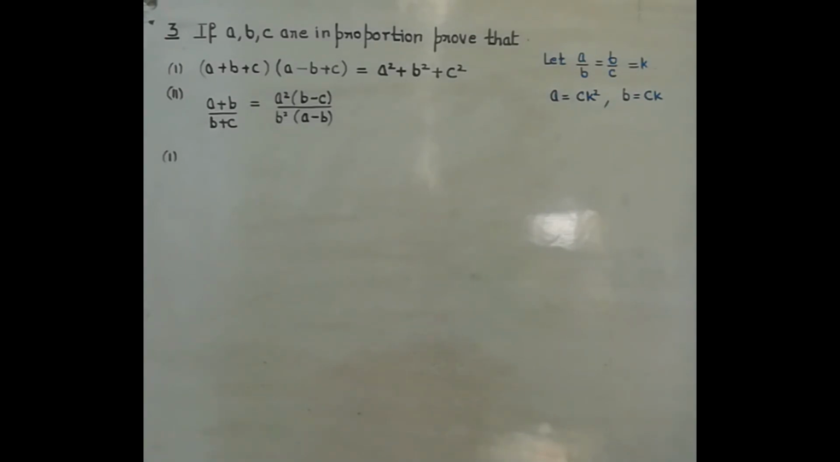A, B, C, D were in proportion, so we got A, B, C in terms of D in the last one. Here A, B, C are in proportion, so the last one is C. So you will get A and B in terms of C. And now you will substitute it.